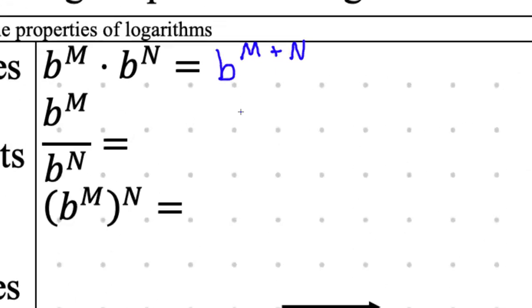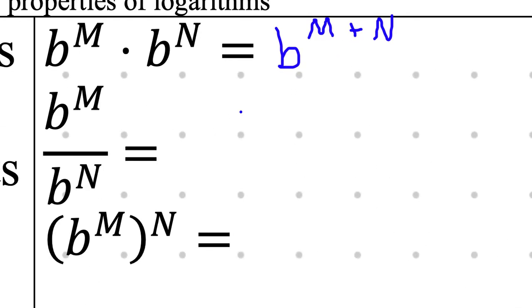This is going to be b to the power of m plus n. What about the next one? If I have division with the bases, what's going to happen with the powers? What is the rule of exponents? India. It's going to be b to the m minus n. M minus n now. And then our last property that I'm going to be covering today is what happens when I have a power to a power. B to the power of m to the power of n. Anna. B to the m plus n. Ooh, careful. B to the m, not plus, but times n.